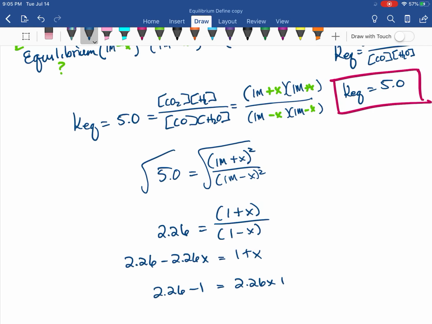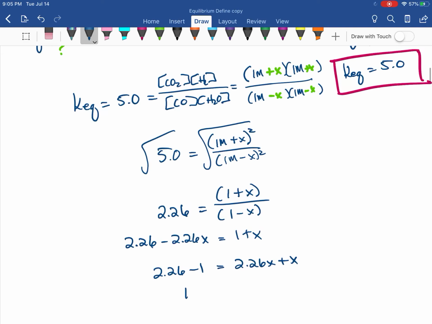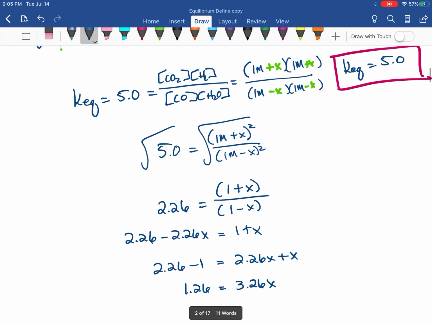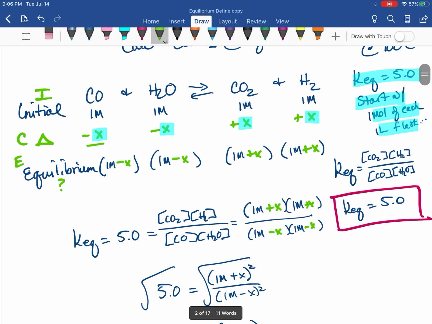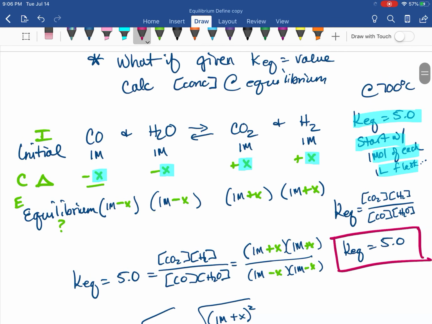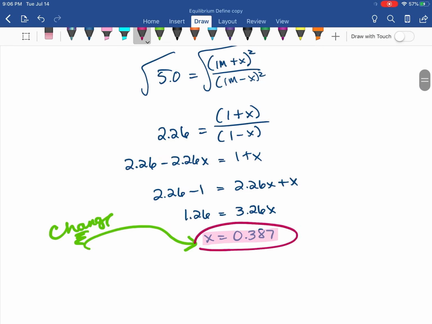So I'm going to put my like terms together. Okay, and I'm going to end up with x equal to 0.387. Okay, are we done? No, but we're almost there. Remember what we just calculated? This is our change. So we need to plug that back in to our table.